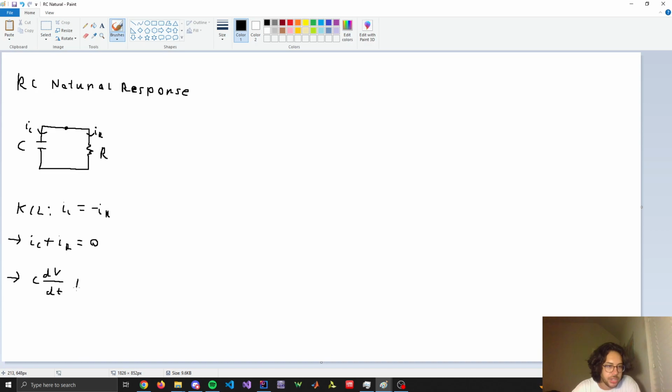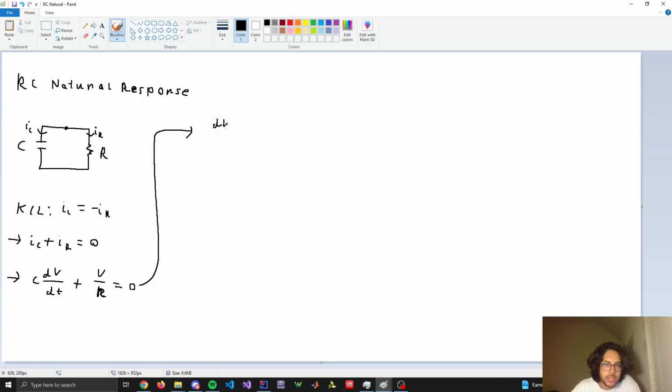That's the capacitor current, and IR, the current through the resistor, would be from Ohm's law. So that's going to be V over R equals 0. And now we have arrived at a first order linear homogeneous differential equation. Or in other words, our differential equation is equal to 0. So this is actually easy to solve because it is equal to 0. We can solve it by separation of variables. So I'll just divide by C on everything and subtract that V over R.